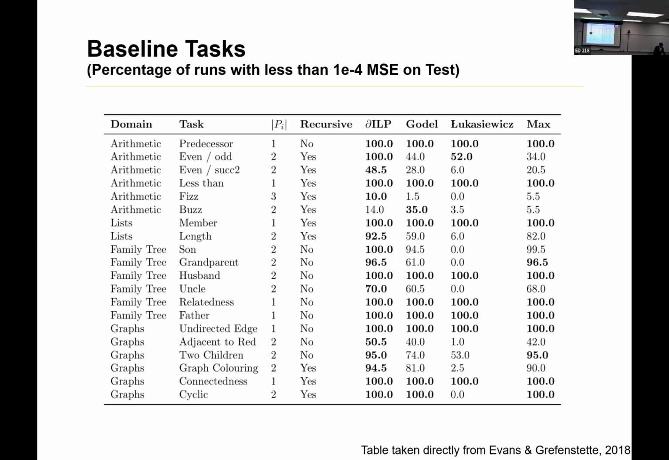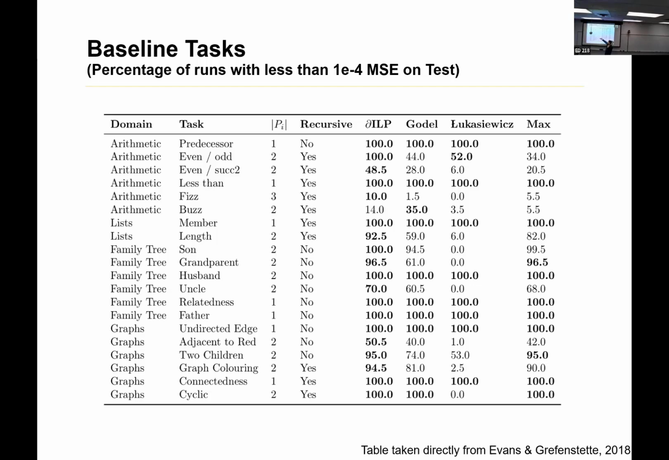So one thing I want to show is the difference between the various fuzzy t-norms that are used. Here we're looking at the percentage of runs with a very small mean squared error. These are all very toy problems, like even-odd, which is classifying digits as being even or odd.